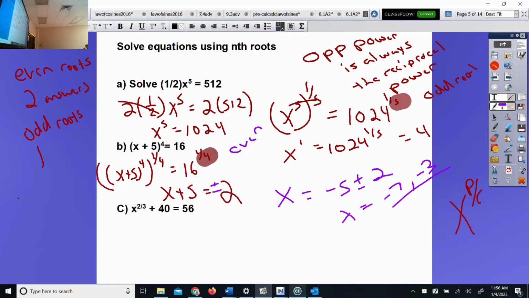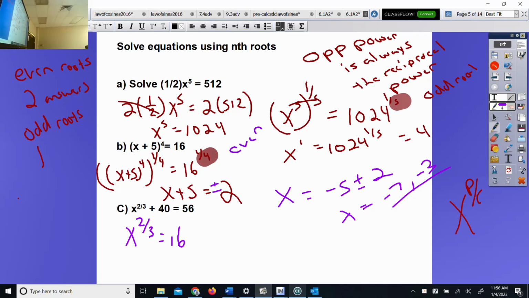All right, last one on this little page. x to the 2/3 plus 40 is 56. Easy things first. What's easy? Something's got to be easy. Subtract 40. If you subtract 40 from 56, what do you got? 16.